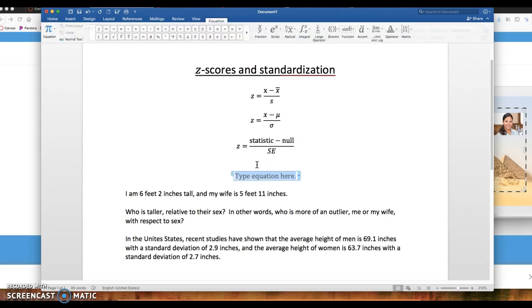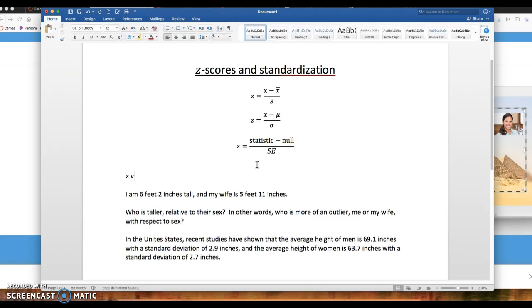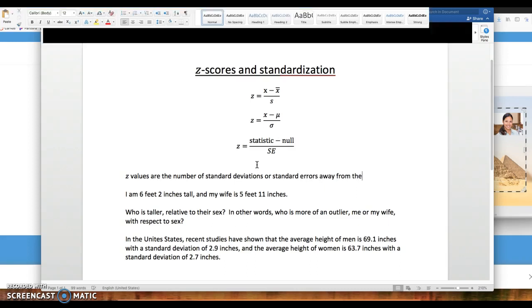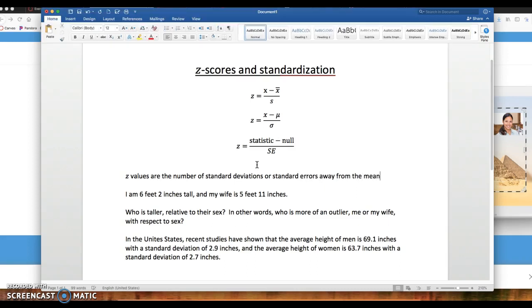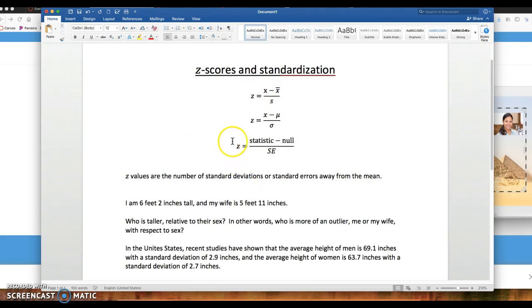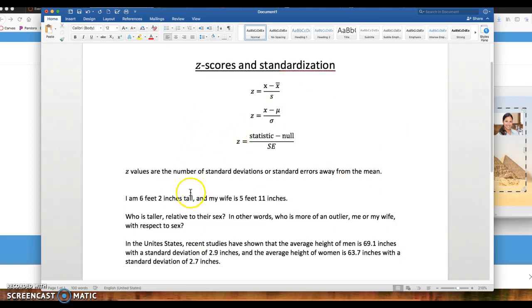z-scores or z-values are the number of standard deviations or standard errors away from the mean. So one way to think about it, it's how many standard deviations away from the mean is this particular data point. So I want to look at a couple of raw data points.